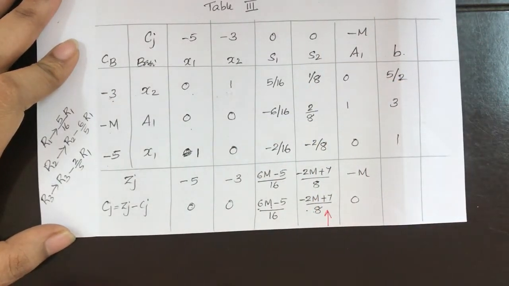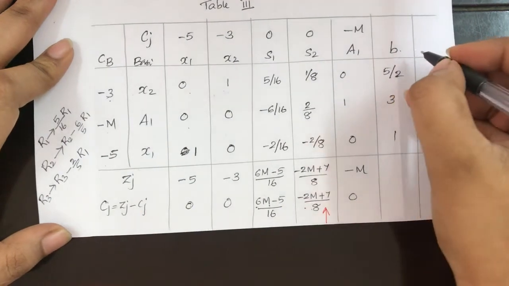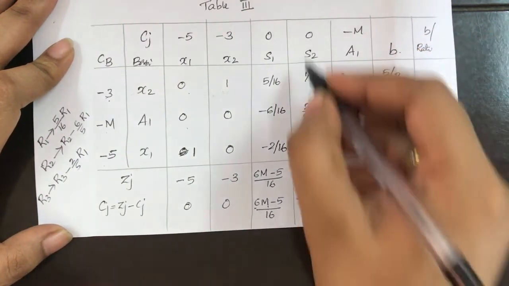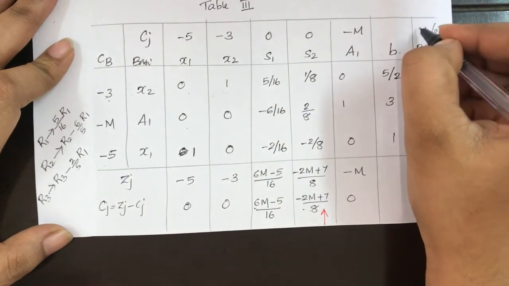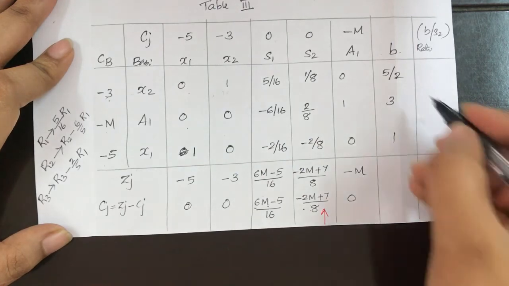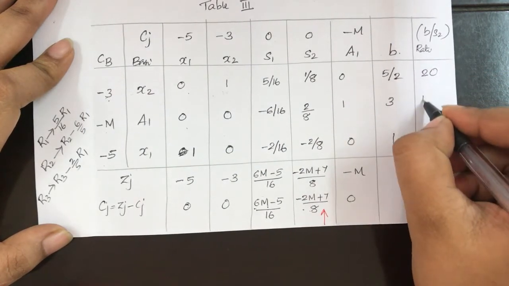We are going to find out the outgoing variable by finding the ratio. Ratio is b divided by S2. So the ratio will be 20, 12.